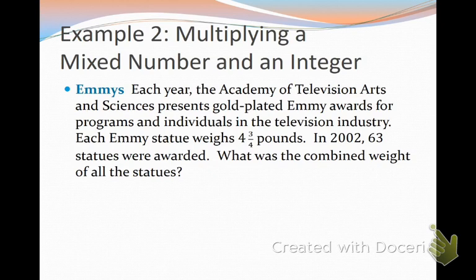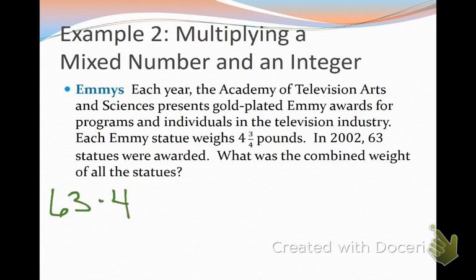All right, so each year the Academy of Television Arts and Sciences presents gold-plated Emmy Awards for programs and individuals in the television industry. Each Emmy statue weighs 4 3/4 pounds. It's pretty heavy. In 2002, 63 statues were awarded. So what was the combined weight of all the statues? If you know how much one weighs, you can multiply that by the total number of statues that were awarded to find your total.